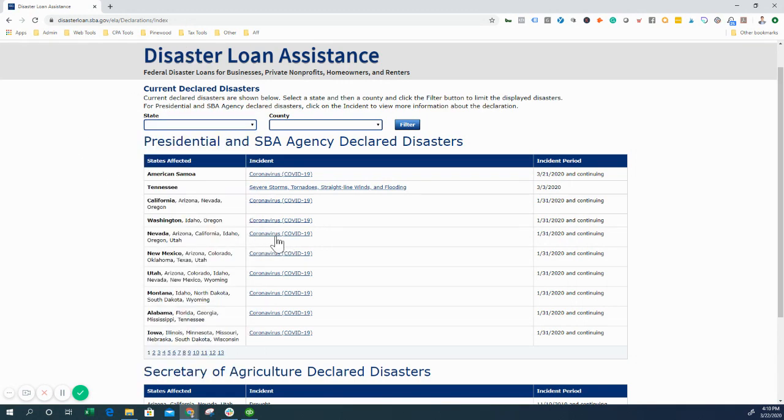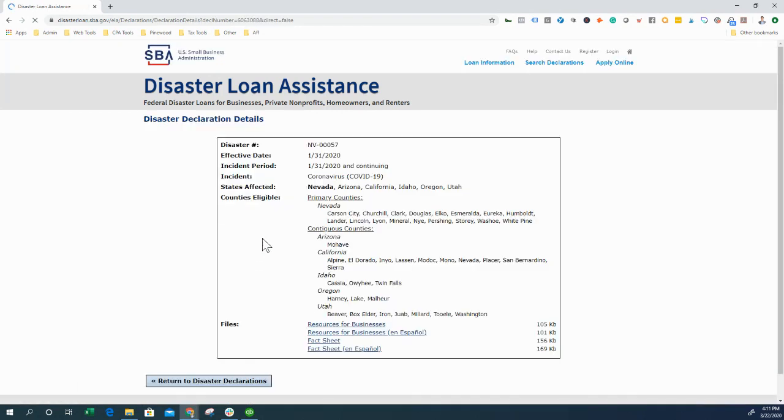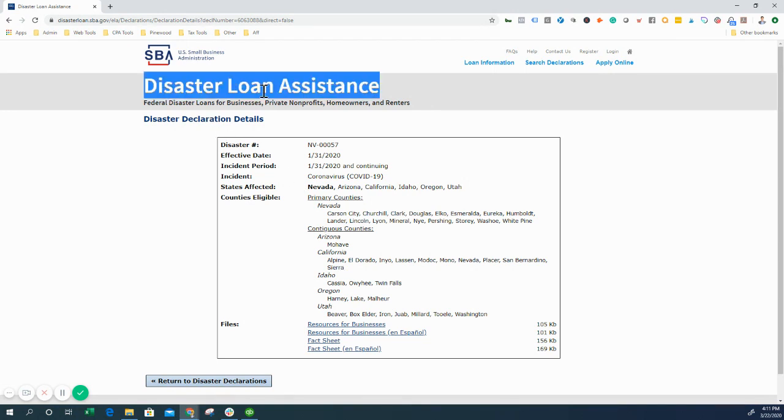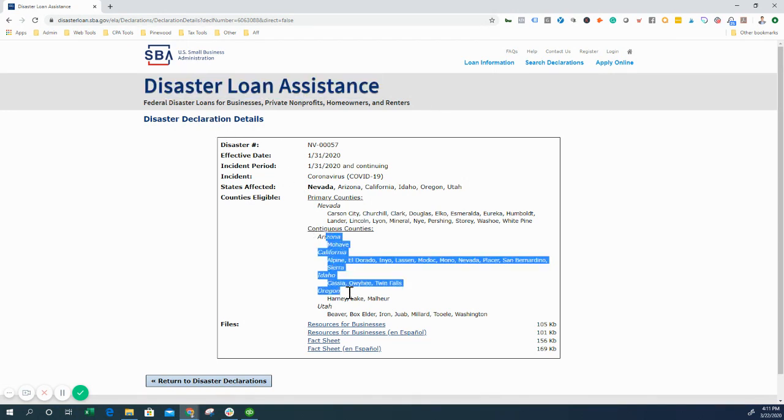Now what you want to look for is coronavirus COVID-19 incident. So as you can see, almost all of the states have this already. Let's just go through a few. So if you live in, let's say, Nevada, we click here. This is the Nevada region. You can see right here, they actually list all of these different states in the area. But in Nevada specifically, here are the counties. Here are the other counties in the Nevada region that are also being impacted by and actually will be eligible for SBA disaster loans. You can see all of the different counties within these various states as well.